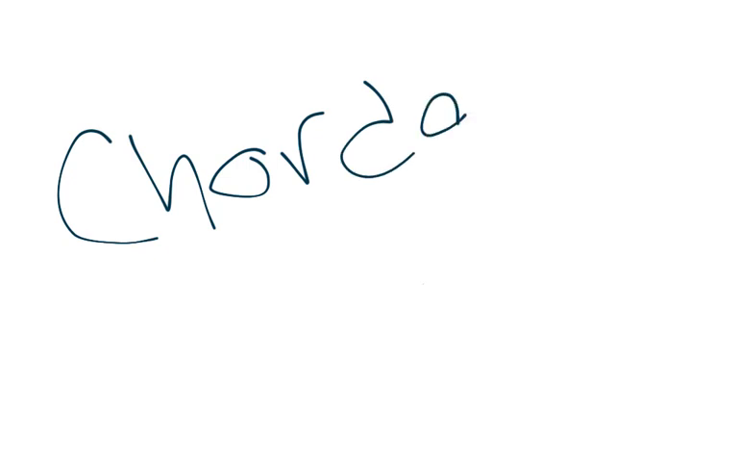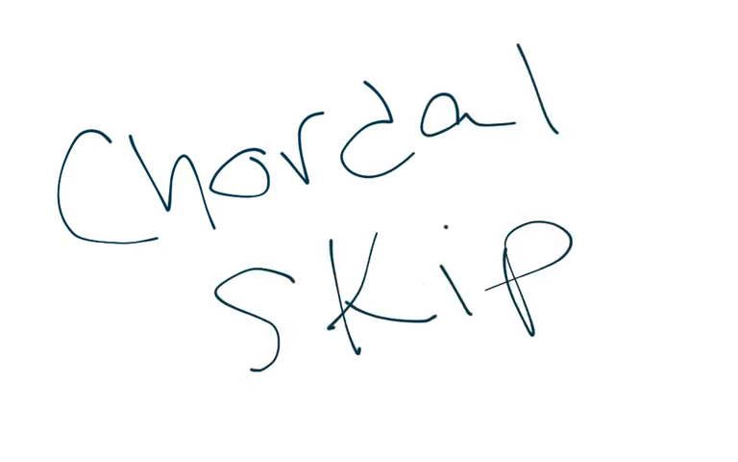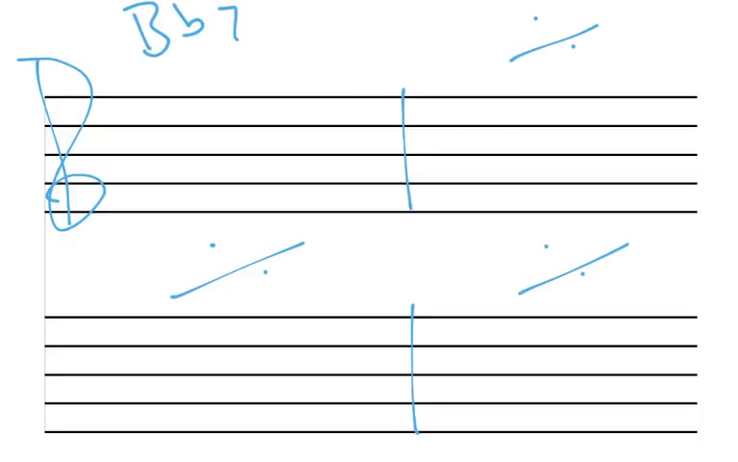So in any case, what we're going to take a look at right now is called the chordal skip. All right. So basically, chord tones are just the notes that are being played in the chord. What we're going to be doing is focusing on composing something using the chordal skip, and the chordal skip is moving from one chord tone to another.